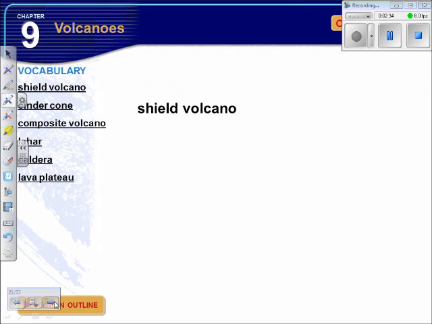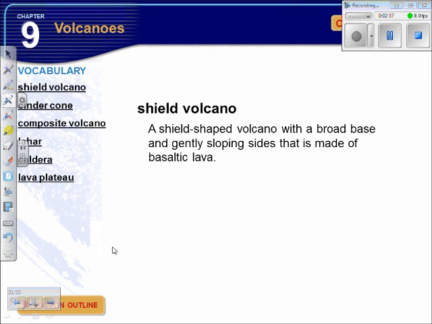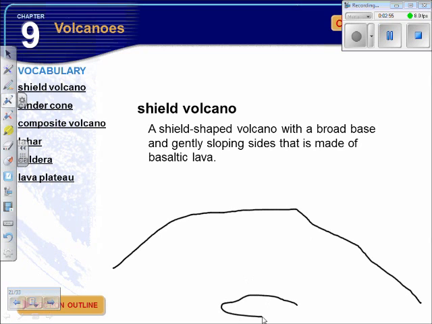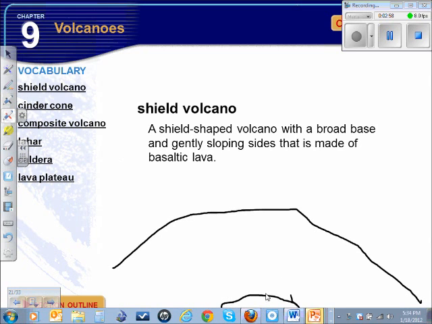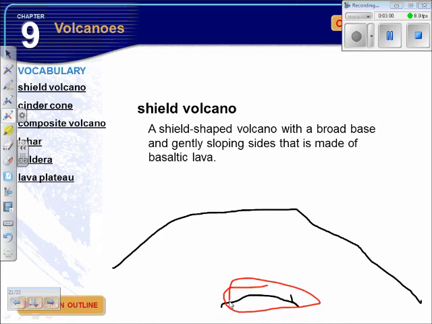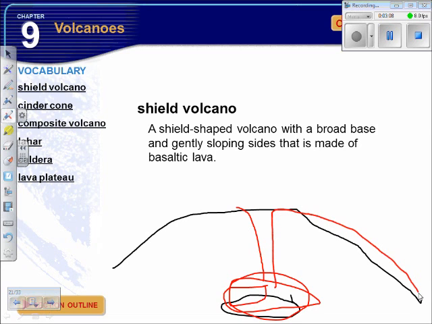The vocab for Section 3, again, a shield volcano. It produces more of a bigger land feature, kind of looks like this, covers a lot bigger area. Shield-shaped volcano with a broad base and gently sloping sides. It's made of basaltic lava. If you have a magma chamber below here, when this wells up to the surface, it's less viscous and it'll tend to flow. Shield volcanoes tend to flow.